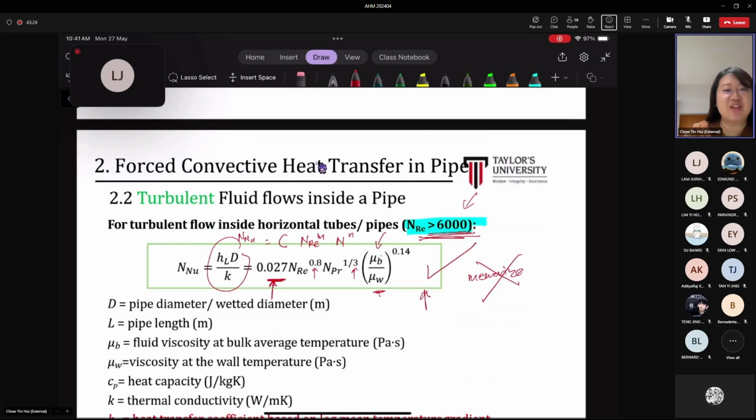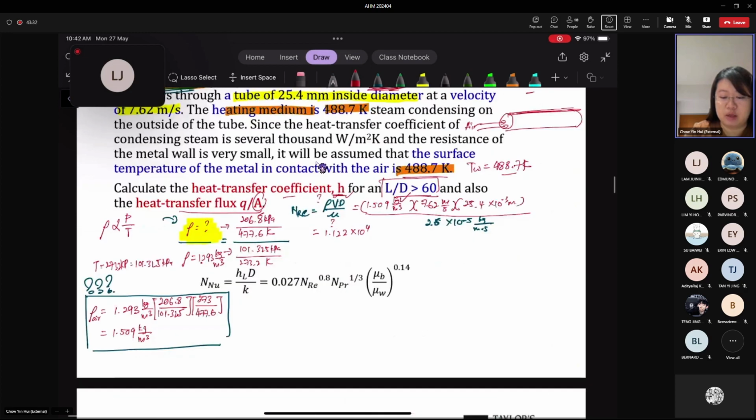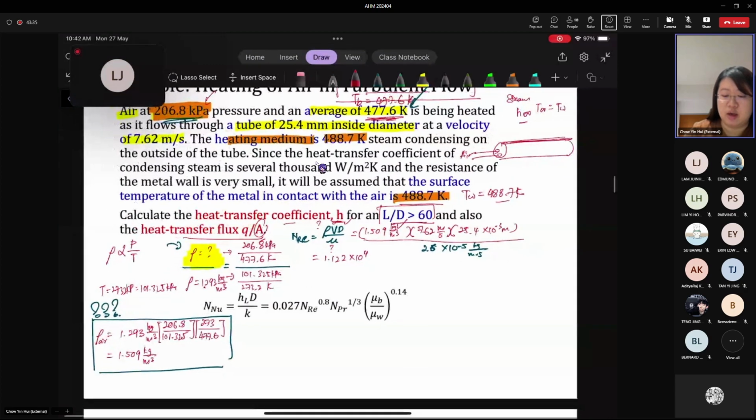If the scenario didn't tell you that it's turbulent flow, you have to check the Reynolds number. So we'll be using this one, which is why I copied out this correlation already. This is greater than 6000, so we can conclude that yes, this is a turbulent flow. Then you can substitute the values into the correlation.